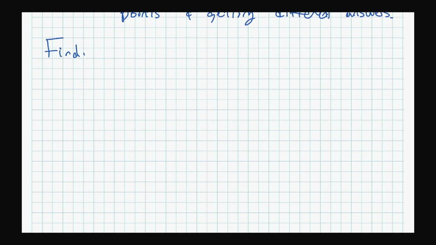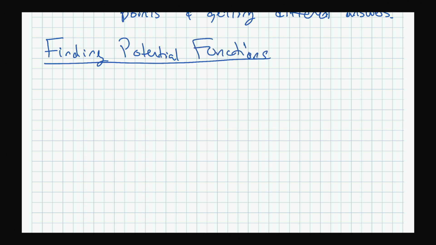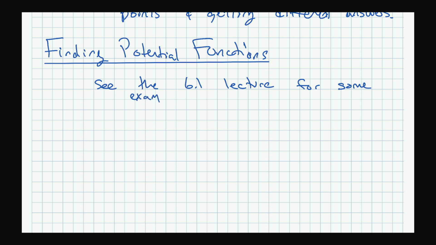What we are going to talk about is potential functions. And this is how I would generally show that a vector field is not conservative, because I think we can usually try to find a potential function. All right. So one thing I will say is you should see the 6.1 lecture for some examples, because we did it there.